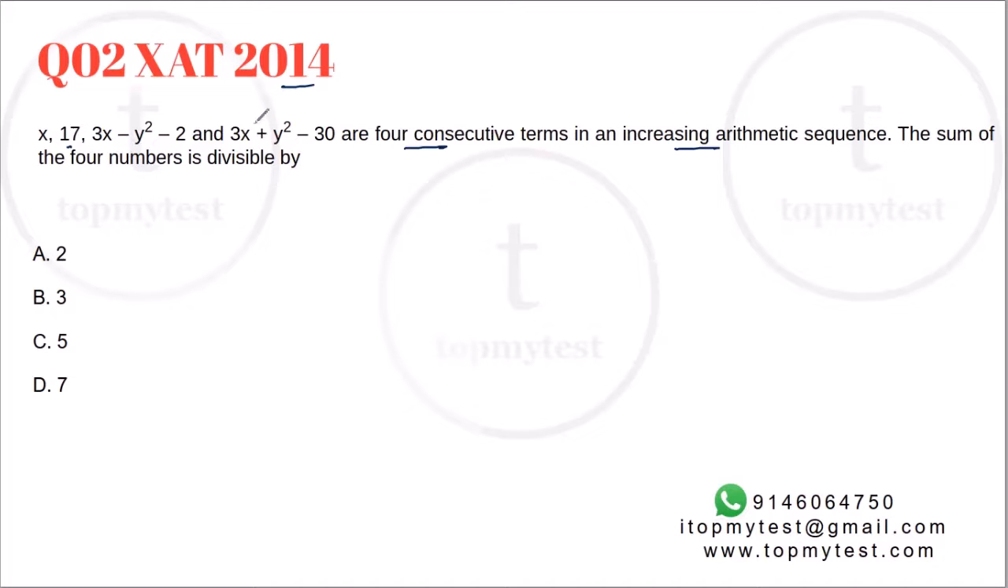Now let's look at the sum. What will be the sum? If I add this, you'll have x, 3x, 3x, so 7x. What will be for y square? Minus y square plus y square, so no y square term. And 17 minus 2 is 15, 15 minus 30 is minus 15. So 7x minus 15. What will this be divisible by? Assuming x is a natural number, this cannot be a multiple of 7 for sure, because 7 into any number will be a multiple of 7, but a multiple of 7 minus 15 cannot be a multiple of 7.